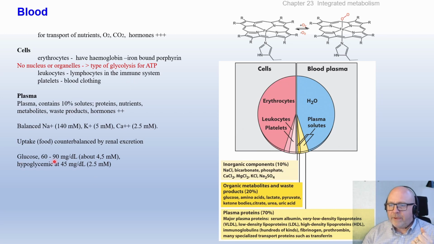Okay, important thing here. Blood glucose is between 60 to 90 milligrams per deciliter, or about 4.5 millimolar, and needs to be kept at that. I mentioned it, I'll mention it again. And you can be considered hypoglycemic or low blood sugar at 45 milligrams per deciliter or 2.5 millimolar. And this is the dangerous level of low blood glucose where your brain starts having problems.